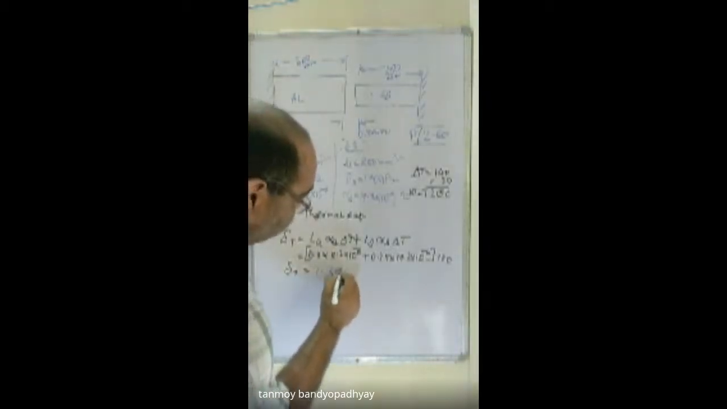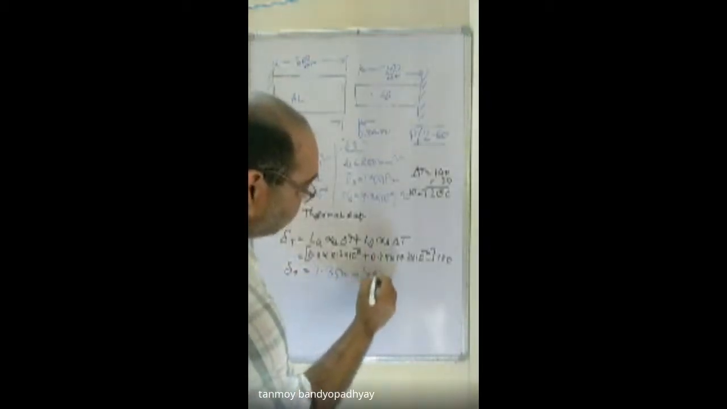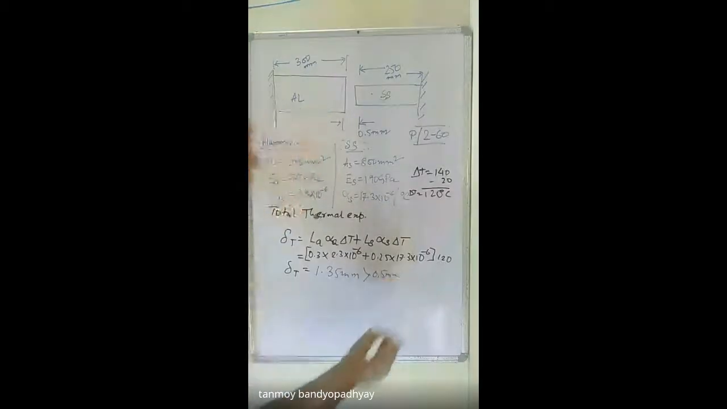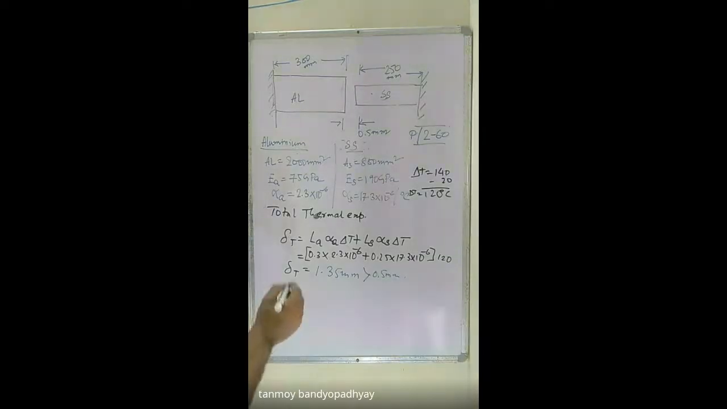So 1.35 millimeter, which is greater than the gap of 0.5 millimeter. You have to just check. If it is greater, then there will be compressive forces. So since it's greater than this one, let P be the compressive forces developed. You refer to the notes actually. So just to calculate delta P, see, I have calculated delta P.